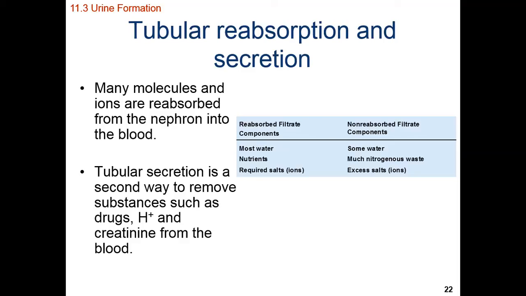Tubular secretion is a way that we can take specific chemical compounds that we need to get out of the blood, such as drug metabolites, excess hydrogen ions, or creatine from muscle cell breakdown, and get that out of the blood into the filtrate and get it out of the body.